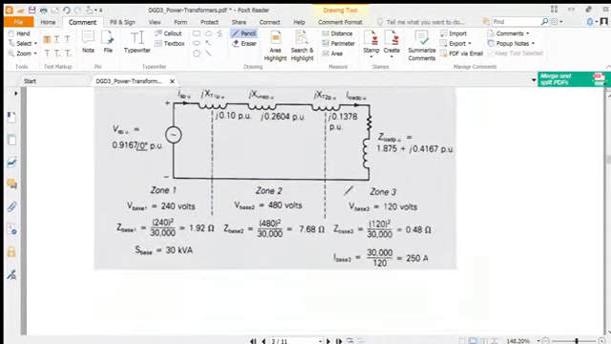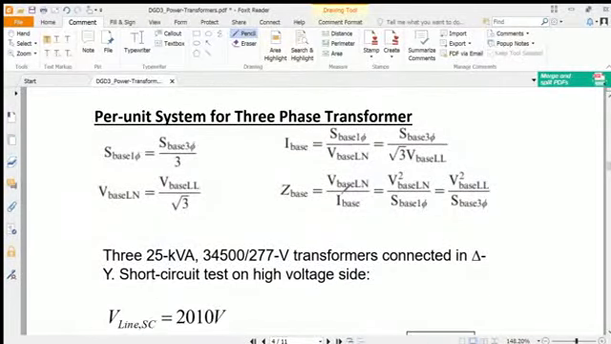Okay, so now similarly we can do it for a three-phase system. For single phase we have seen it; now we'll see the three-phase transformer similarly. This is the kVA for three-phase. If we divide it by 3, we get the single phase value, and the current is similar. But the difference here is that this is the line to line voltage and this is the line to neutral.